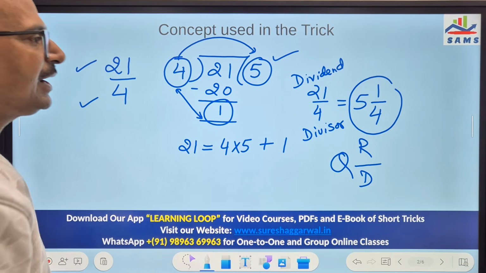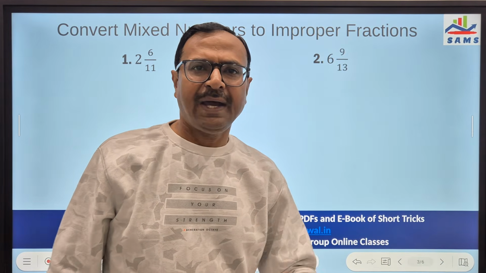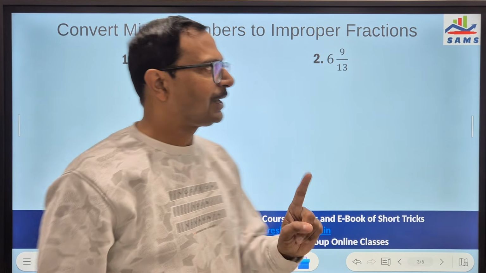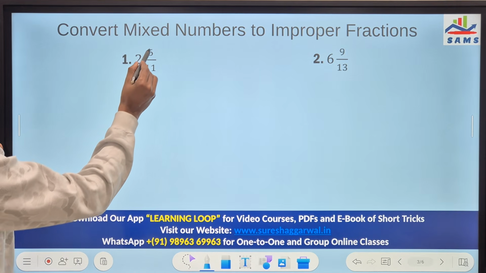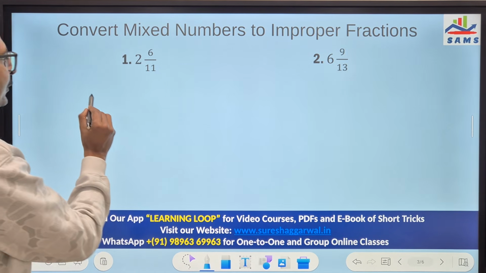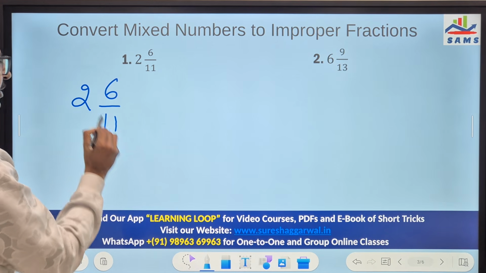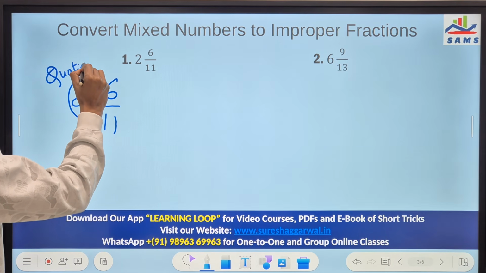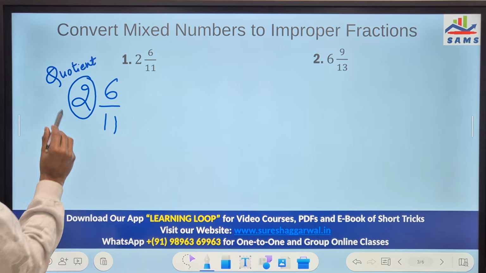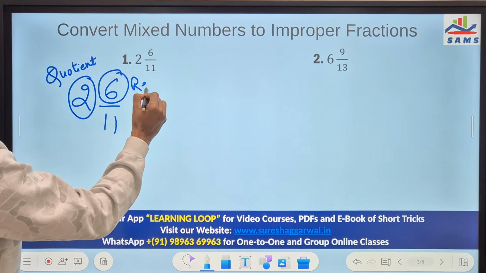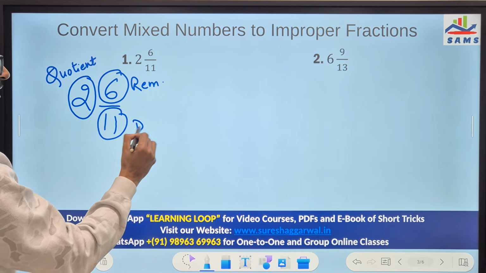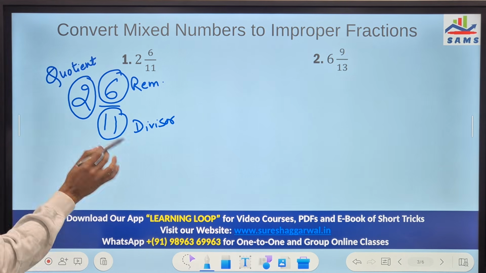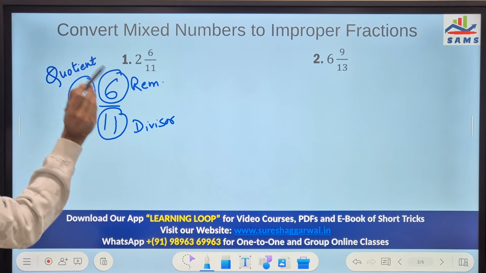So this is the concept of the trick, and let me show you some examples and how quickly you can find the mixed number equivalent of an improper fraction. Let's see the first question. 2 6 by 11. Now I told you in 2 6 by 11 you have this as the quotient. So I'll just mark it here just to tell you that this is the way you have to do remaining questions. 6 is the remainder and 11 is the divisor. Now how do you write the fraction? You will always multiply the divisor and the quotient.